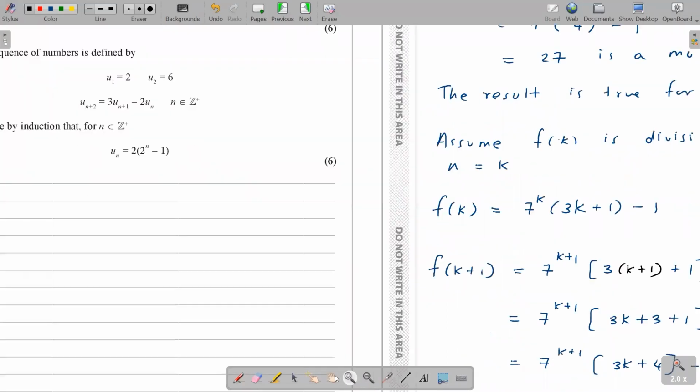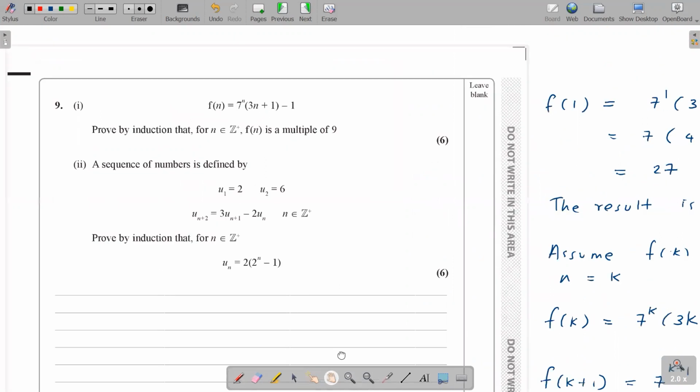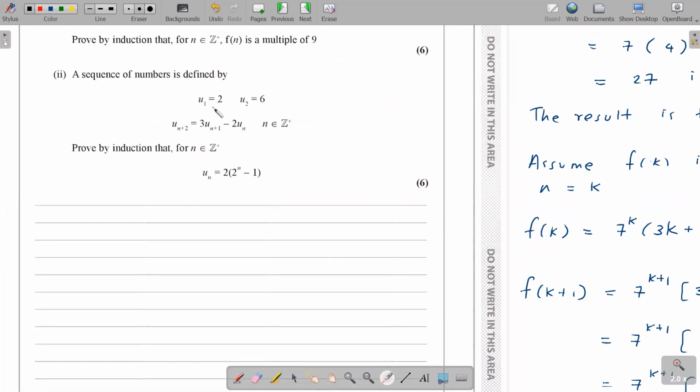Okay, so moving on to part B. They say a sequence of numbers, Roman number 2, right? So moving on to Roman number 2 in question number 9. A sequence of numbers is defined by u1 equals 2, that's the first term, u2 equals 6, that's the second term. Then they have given you a recurrence relationship here. u(n+2), the n plus 2 term, is equal to 3 times u(n+1) minus 2 times u(n). So you can see here to get a certain term, you need the previous 2 terms. Can you see? That's why u(n+1) is a term behind n plus 2 and u(n) is 2 terms behind n plus 2. Okay, so in this recurrence relationship, to get the next term, you need the previous 2 terms.